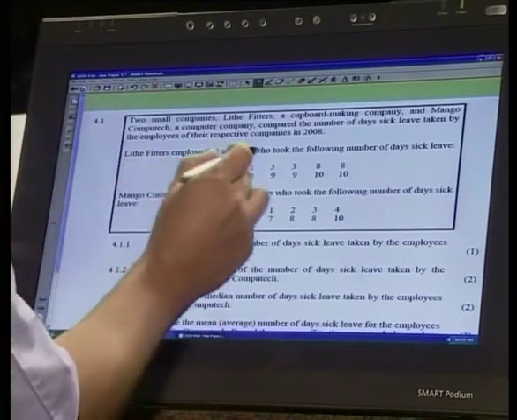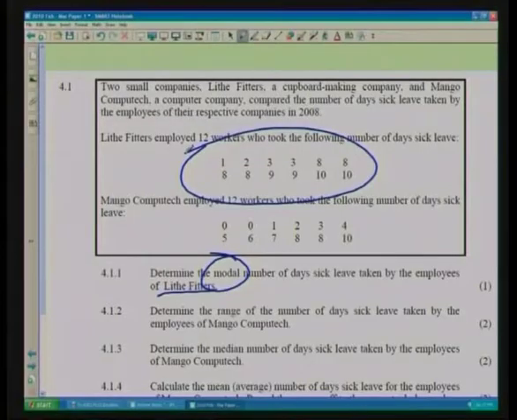So we look at this set of information and we say to ourselves, what number is coming up the most? Now, if we look at it, I've got a 1, a 2, a 3, a 3, a 8, a 8, a 8, a 8, a 9, a 9, a 10, a 10. The figure that comes up the most is 8. We would then say my mode number would be 8 in this situation.